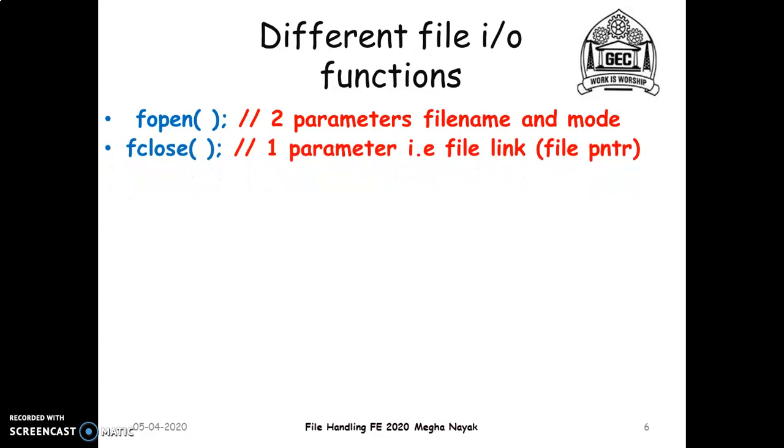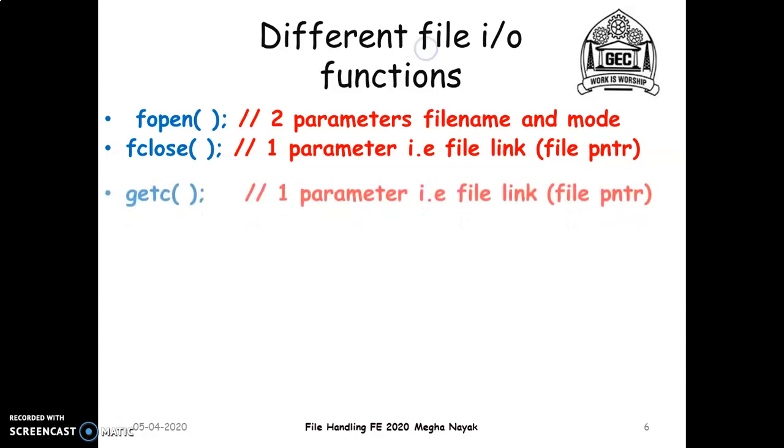Whenever you open a file and have done whatever operations you have to do on it, there is one more function, that is fclose. This function is used to close the file. Fclose takes one parameter, which is the file communication link, or in technical terms, the file pointer. I will explain what I mean by file pointer. But remember, fopen takes two parameters, fclose takes one parameter.